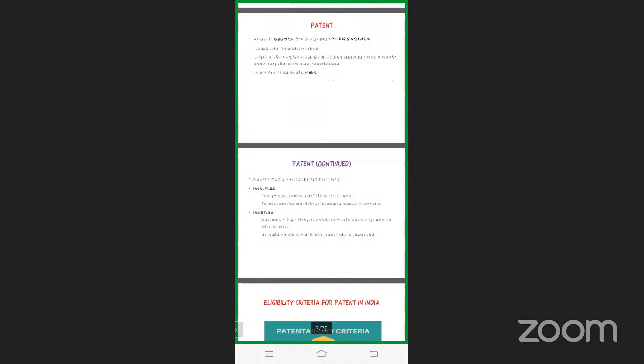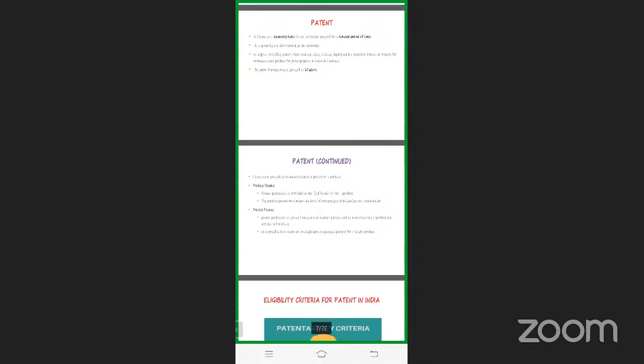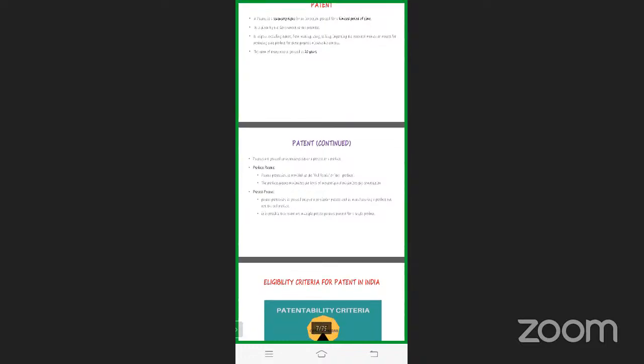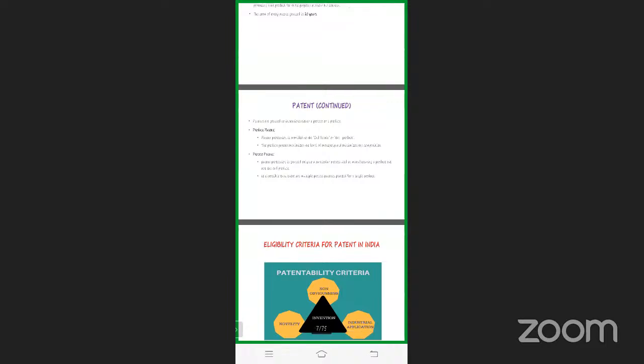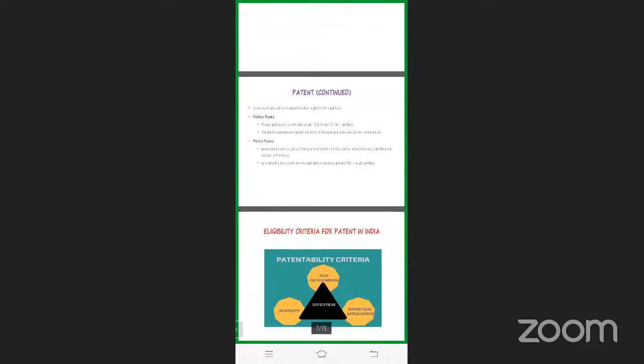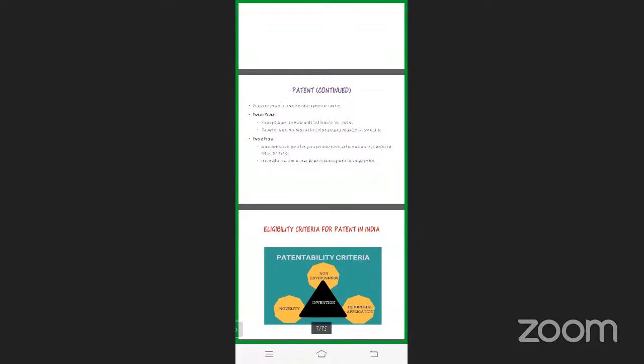So the next one, a patent is generally granted to a particular process or product. The patent provided to a product is considered a product patent. And a particular process can also enable a patent. So it can be a manufacturing process of a particular food item or a particular design or something. This can be considered a process patent.